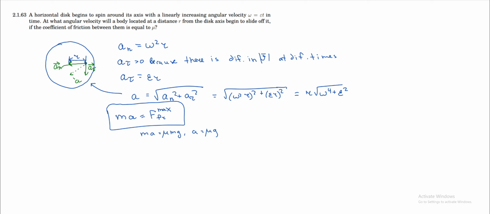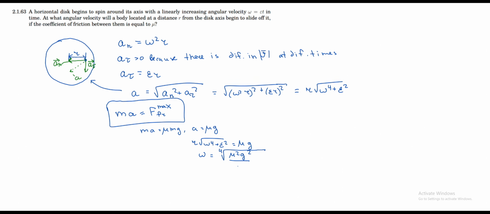Therefore, it's rather simple to write this thing down because we know both a and mu, and then we get this. From this equality, we find the final answer for omega. When looking at this equation, we must think about one thing.